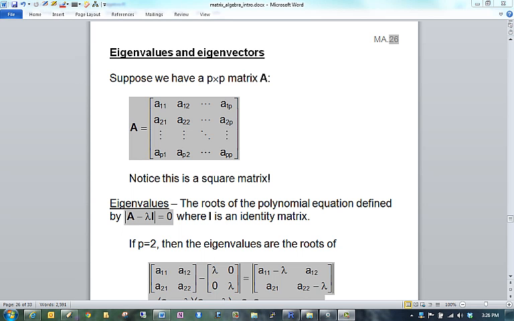Okay, our next topic is going to be about eigenvalues and eigenvectors. So again, let's suppose that we have a square matrix, P by P in dimension. Then we can define what are called eigenvalues of a matrix A as follows.